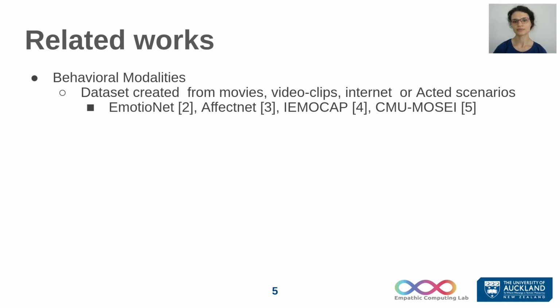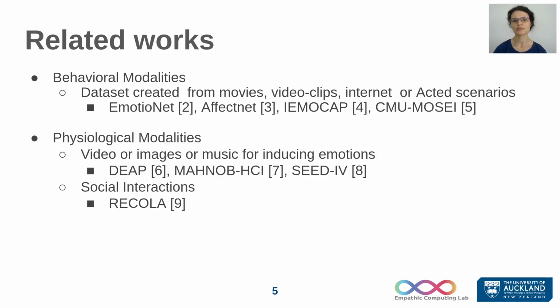Many studies use behavioral cues such as facial expressions, audio, and text for emotion recognition, and several datasets have been created using behavioral modalities. However, behavioral cues may not reveal the underlying emotions in our daily interactions because people can control or fake their behavior. Some other studies focused on using brain and physiological signals to overcome behavioral weaknesses. Most research used passive tasks like watching video clips and images or listening to music to induce emotions.